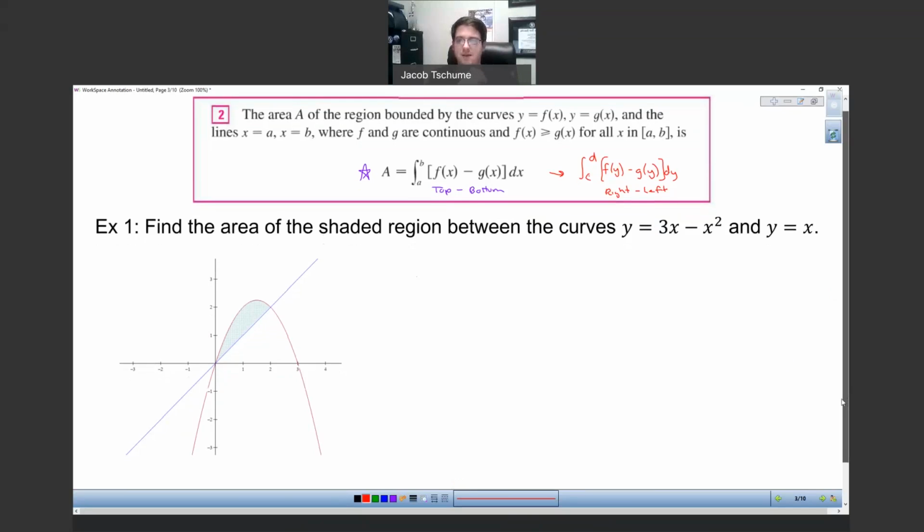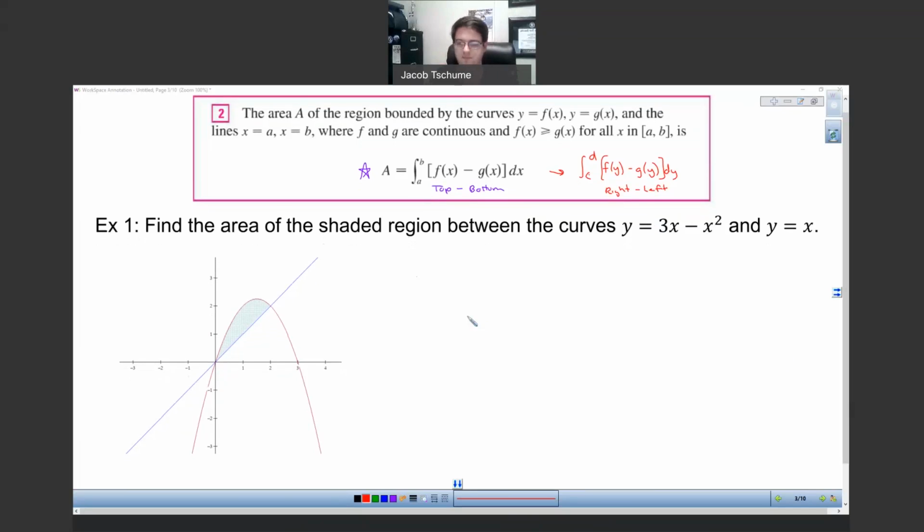So to show you what I mean by this, let's start off with a very simple one. I want you to find the area of the shaded region between the curves y equals 3x minus x squared and y equals x. Now you'll notice on all the graphs today that I'm not going to label the graphs for you. I'll give you the two functions, but it's going to be your job to know which graph is which. Well, 3x minus x squared is a parabola, so that's going to be this red graph here. So that would be y equals 3x minus x squared. And then the blue line would be y equals x.